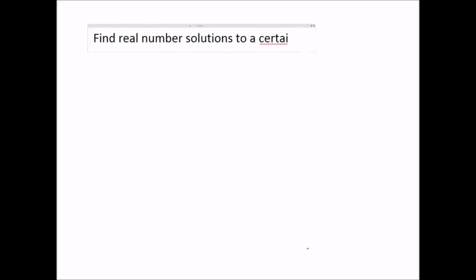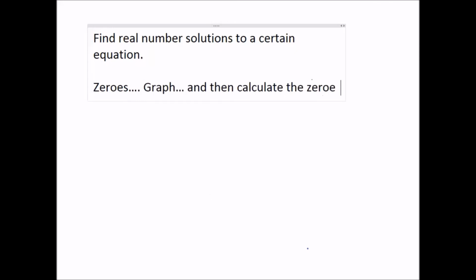There's just one more thing I want to mention here, and that is there's one more type of question, and the question will say something like, find real number solutions to a certain equation. And that equation could be x cubed, it could be x squared, I don't really know. But when it says find solutions, you know you're going to find the zeros. So you're just going to graph and then calculate the zeros. You can factor, but I wouldn't suggest it. But you can do it. So that's the last type of problem.